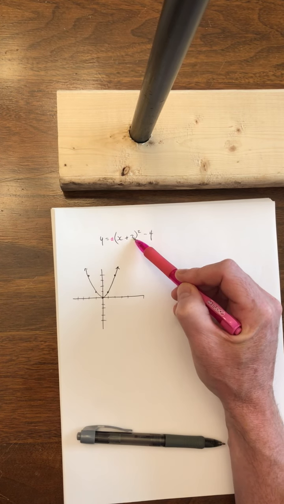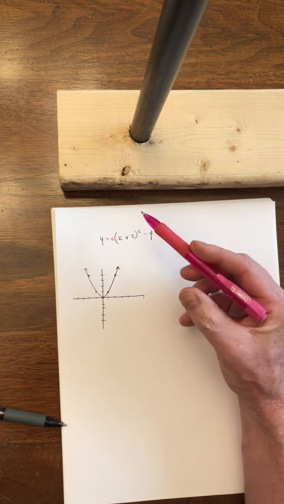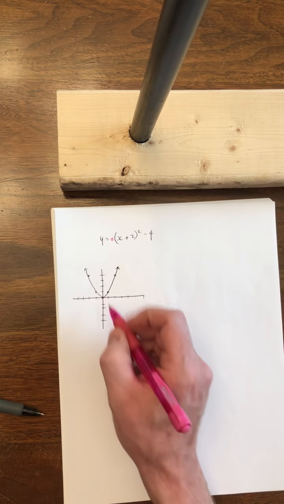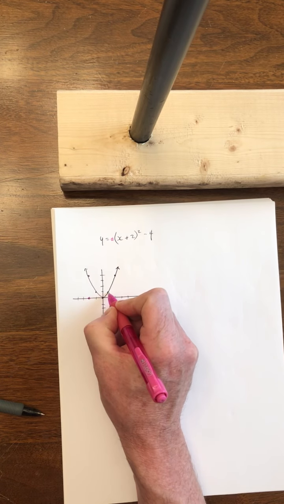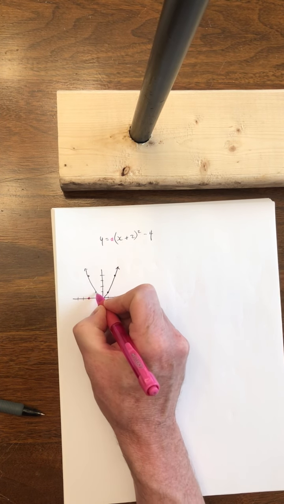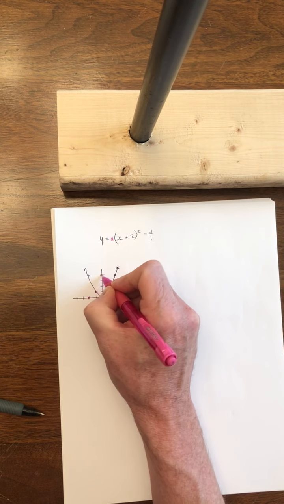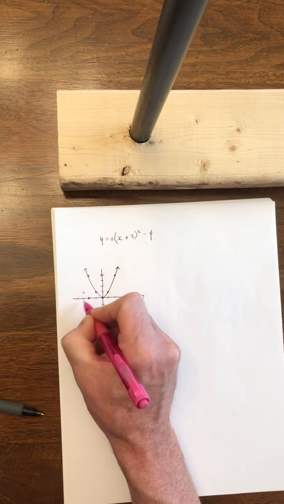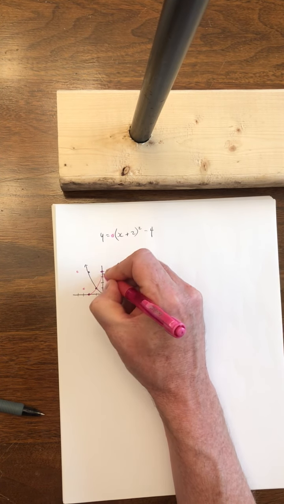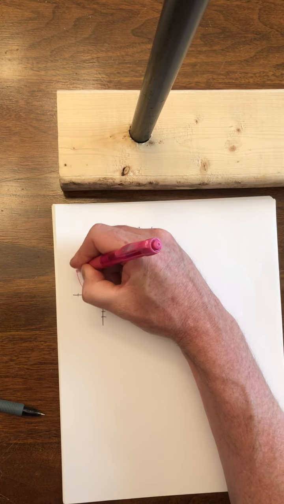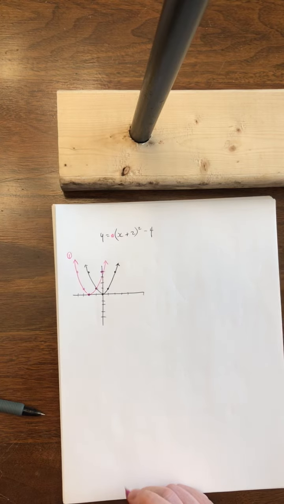We know it's negative 2 because that has simplified to a positive 2. So we are going to move this 2 spaces left. So 0, 0 goes 2 spaces left. 1, 1 goes 2 spaces left. 2, 4 goes 2 spaces left. So everything shifts over 2 spaces. And we get, so there is our first transformation.